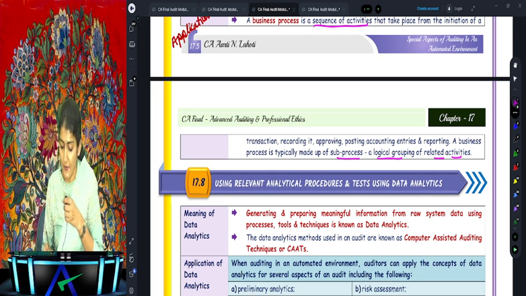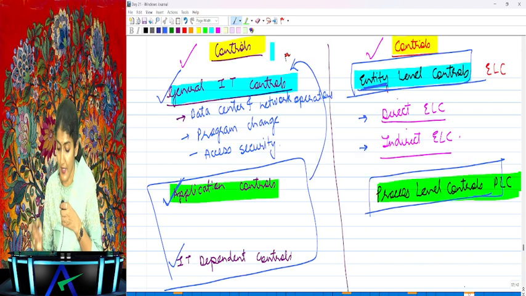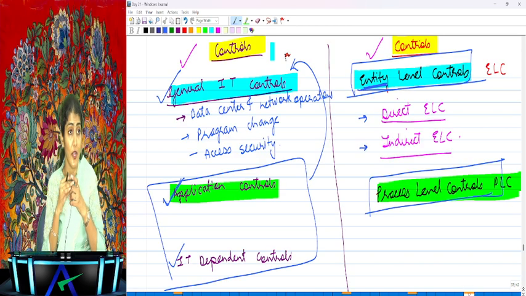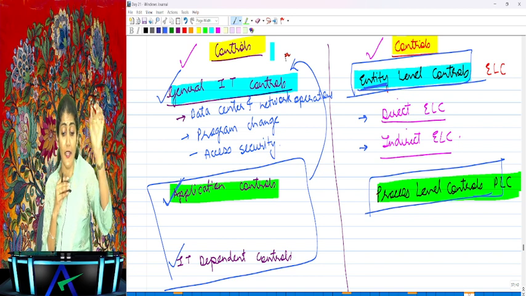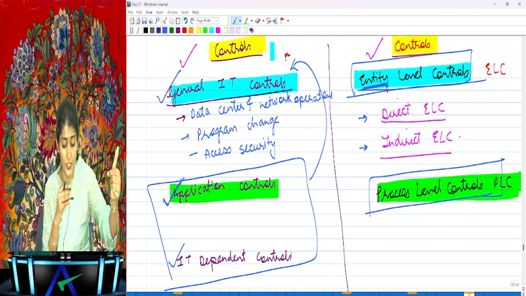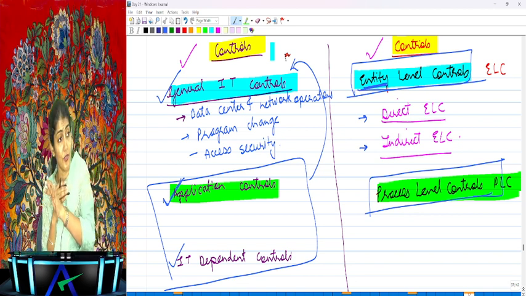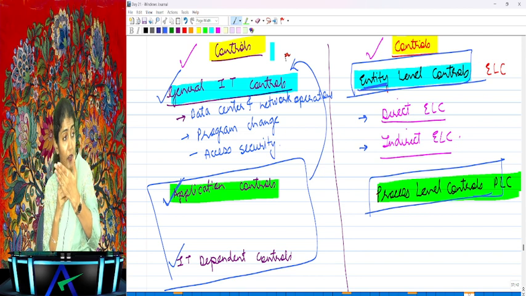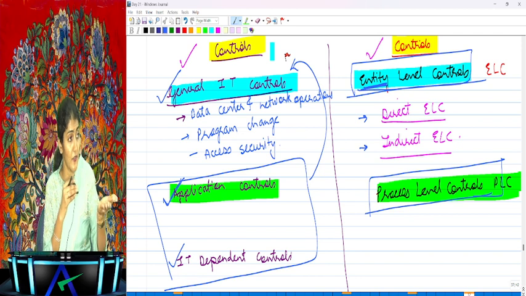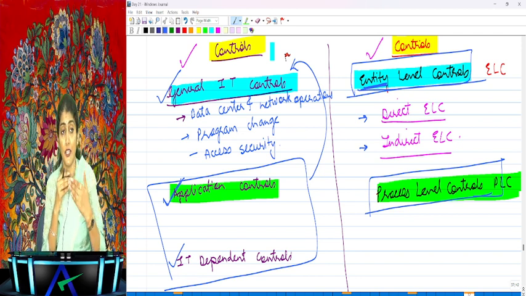Okay, right, so that completes our discussion regarding these two classifications of the control. What are the two classifications? One is assessing IT related risks and control, which is general IT control, application controls, and the IT dependent control. And another classification of the controls is the entity level controls and the process level controls. Under the entity level controls, you have the direct entity level controls and the indirect entity level controls.